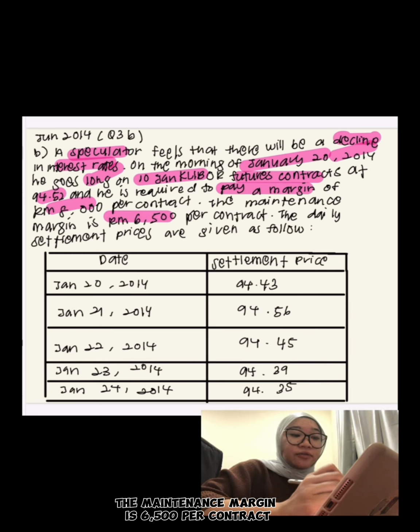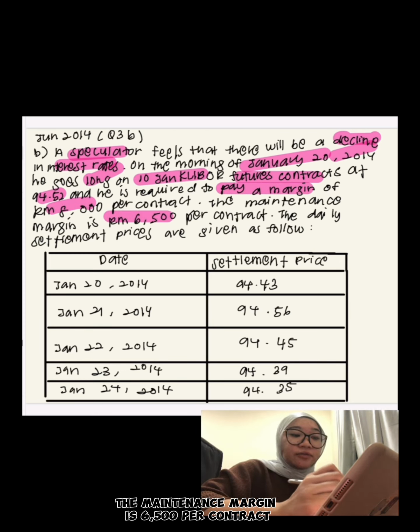The settlement price for January 20, 2040 is 94.43. January 21, 2040, the settlement price is 94.56. January 22, 94.45. January 23, 94.39. January 24, 94.35.